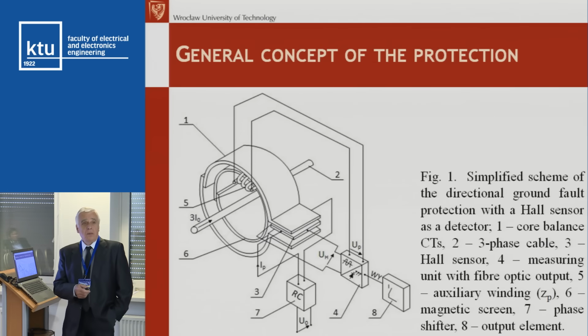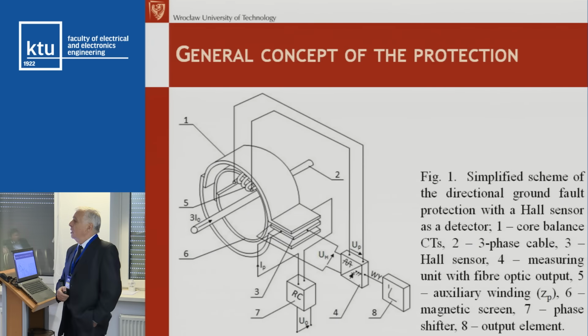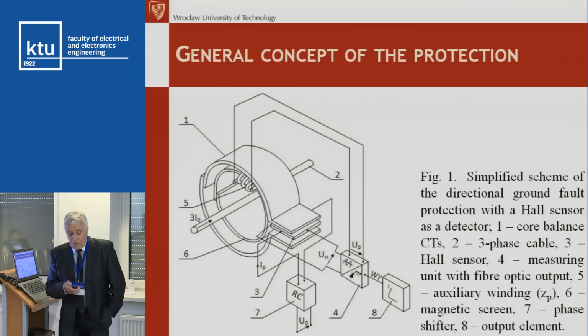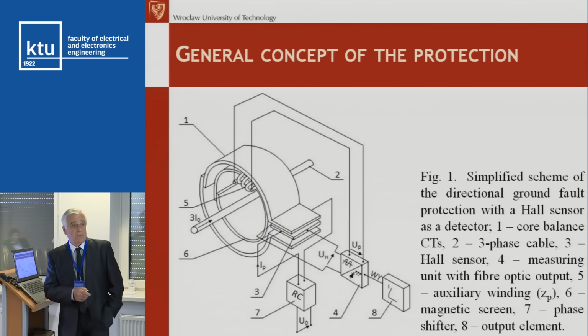Here is the structure. The structure is very simple. There's a simplified scheme. As you see, the first is a core balance transformer, and for this case we don't use a residual current transformer. A residual current transformer is 3 current transformers connected in parallel, but the sensitivity is very poor. Therefore, the best is the so-called core balance transformer, which sometimes we call a Ferranti transformer.